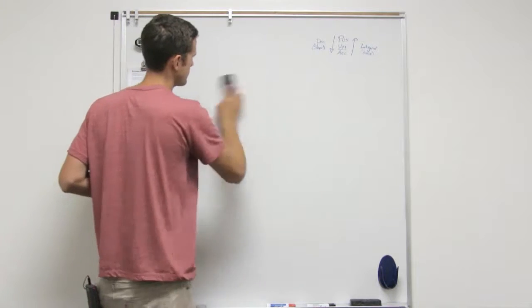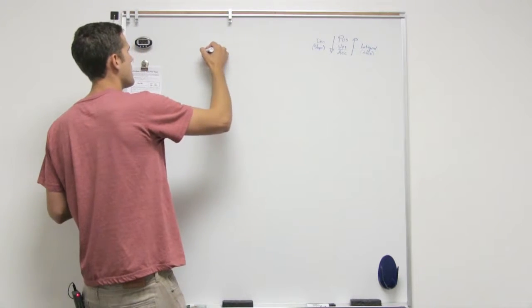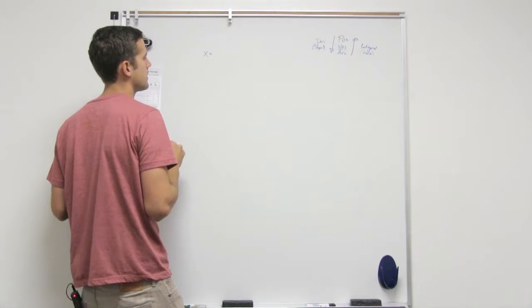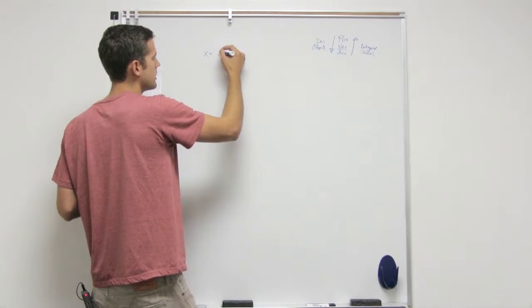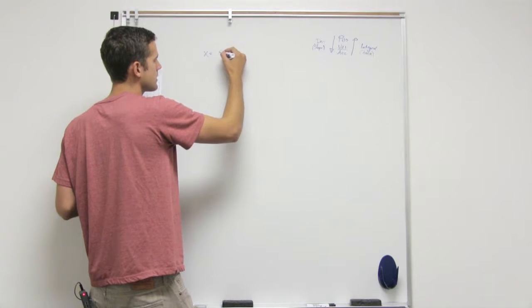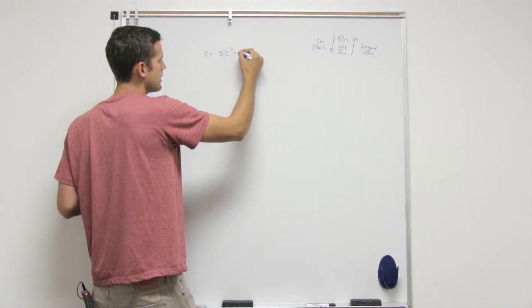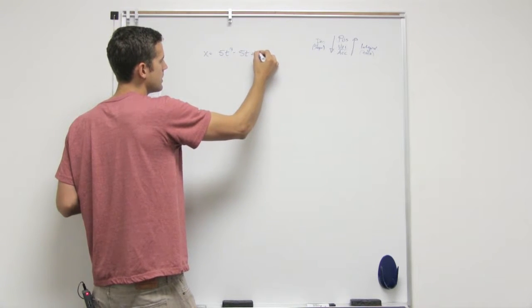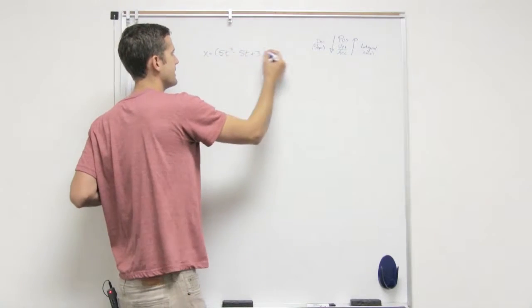We need to find position, velocity, and acceleration for a particle moving along the x-axis, where its position is described by the function x equals 5t cubed minus 5t plus 3. Is that it? Yes. And that's in meters.